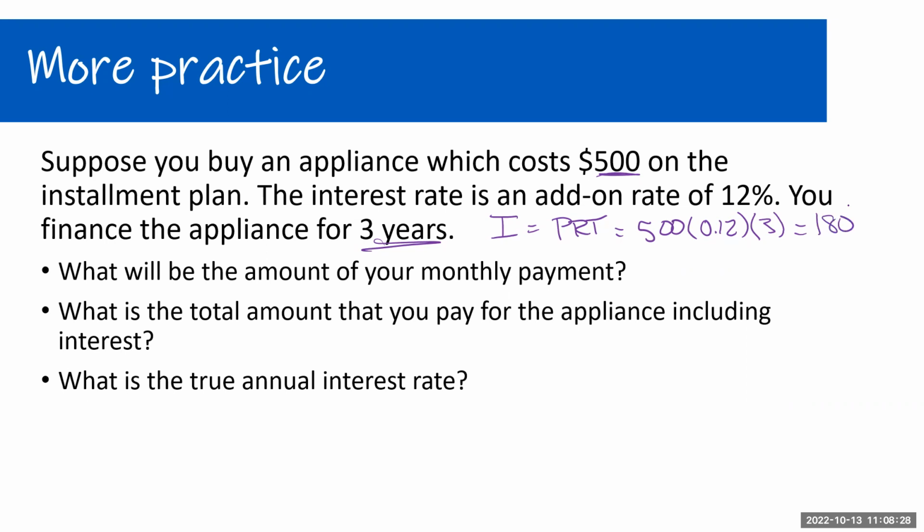So that means that the total amount you're going to pay, which is actually the second question here, is going to be what you borrowed plus the interest. So you're going to pay that $500 for the appliance plus the 180 that you paid in interest. So you're going to pay a total of $680 for that appliance.